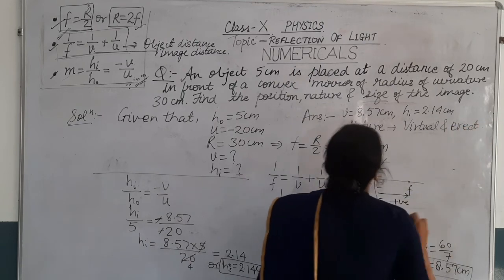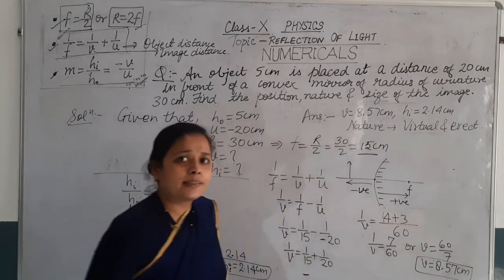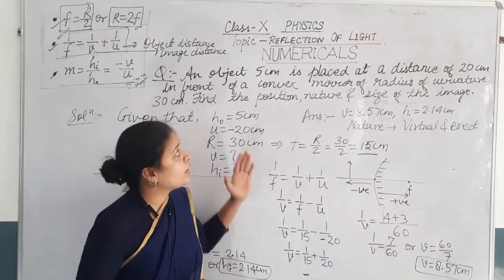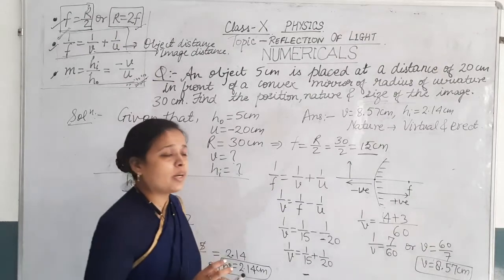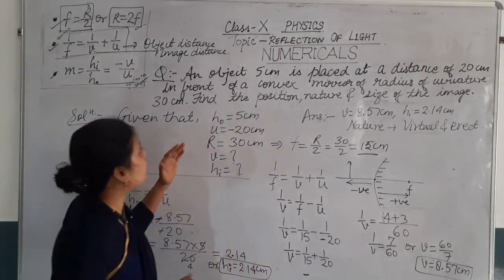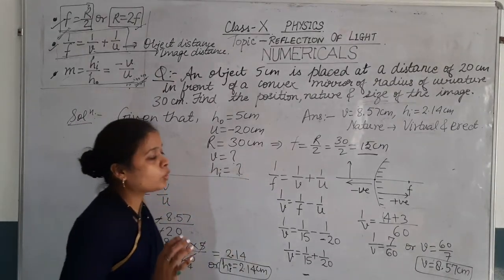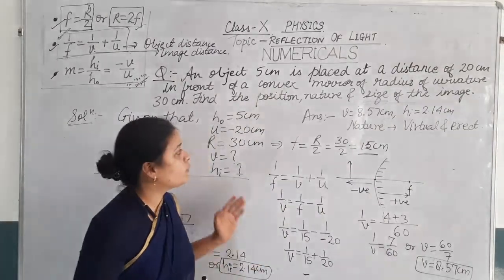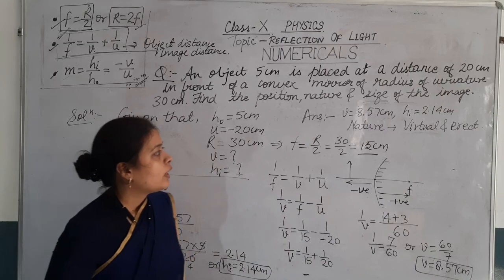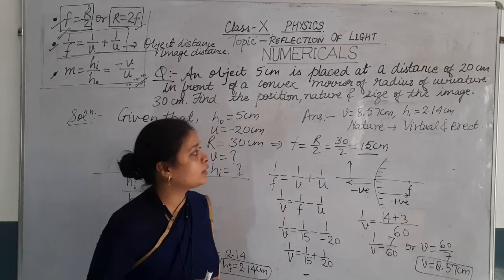So these were the 4 basic numericals based on reflection of light. And it is needed for you to do more and more practice of same types of numericals so that your concept may get more clear. I hope you all have got all the 4 questions. Next topic I will discuss in other video.